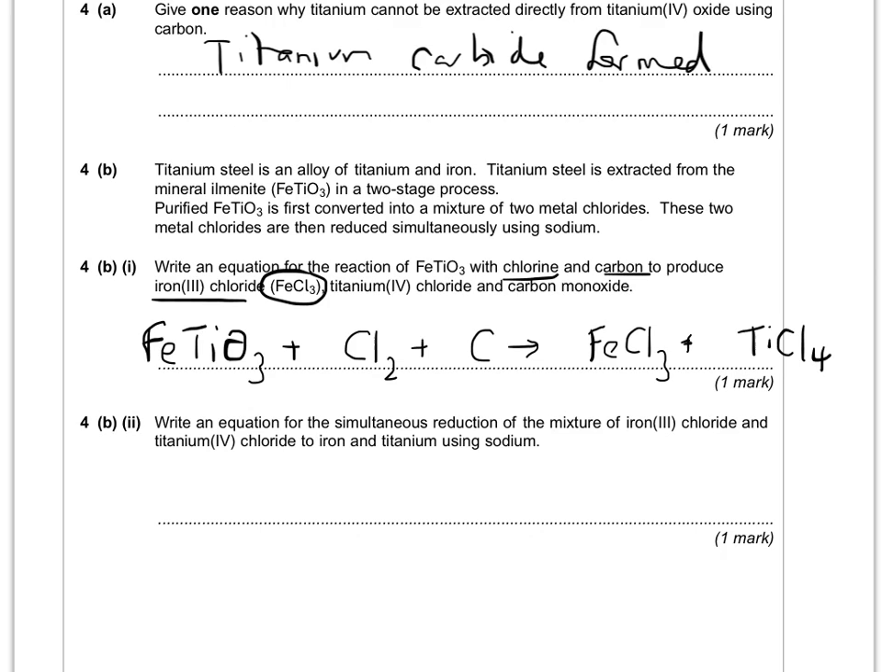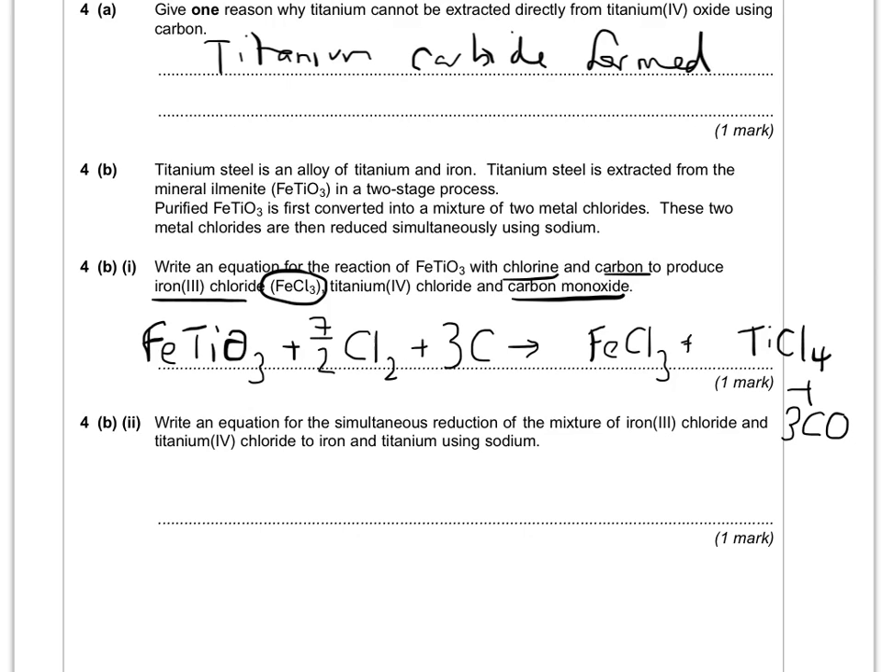Then you must balance. There's 7 chlorines on this right-hand side. Oh no, you haven't finished yet, sorry, there's also carbon monoxide formed, how could I forget? So plus CO. So there's 7 chlorines on this side, so you need 7 over 2 Cl2s, and then you need 3 carbons to get rid of those 3 oxygens to form 3 carbon monoxides.